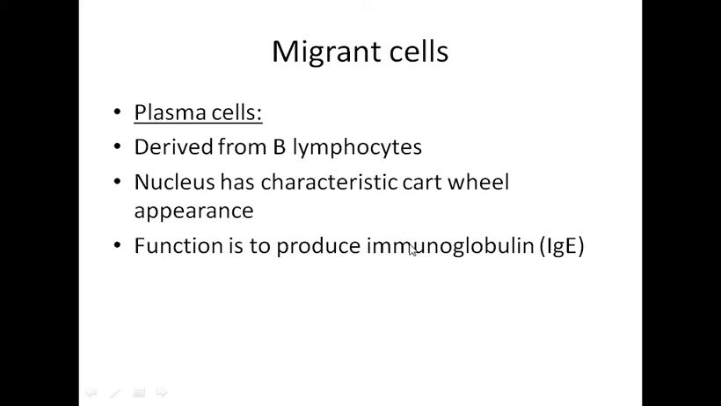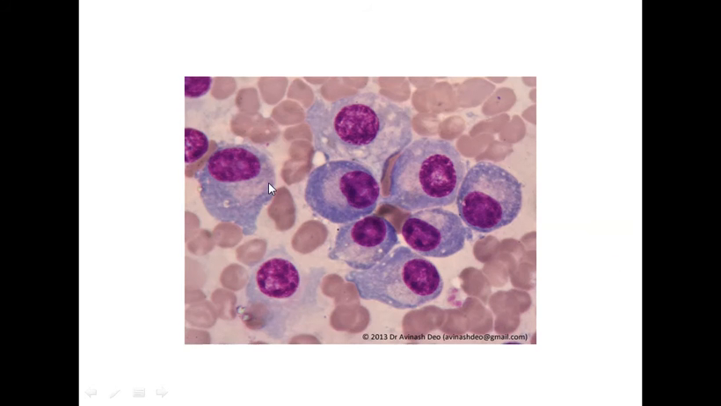The third example under this category of migrant cells is the plasma cells, right? These plasma cells are derived from B lymphocytes. The nucleus has a characteristic cartwheel appearance. Important, this is an important point, and the function is to produce immunoglobulins, especially IgE. Right? So plasma cells are derived from B lymphocytes, and the characteristic finding is the cartwheel appearance. This is how the plasma cell appears. This is the nucleus, this is the whole cell, and this is the actual cartwheel appearance.